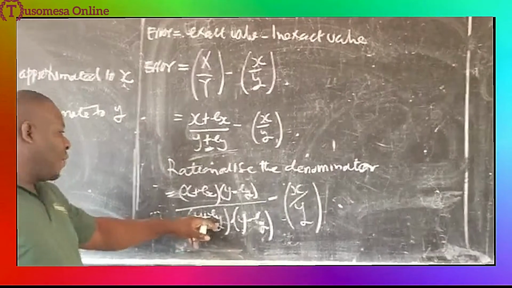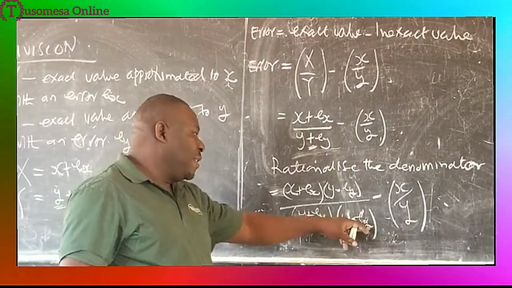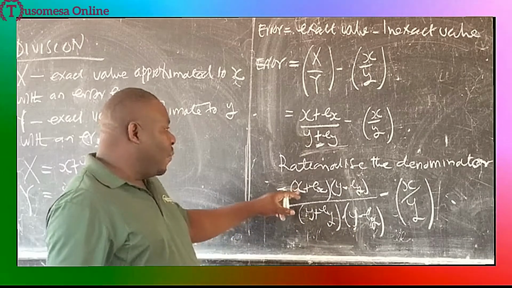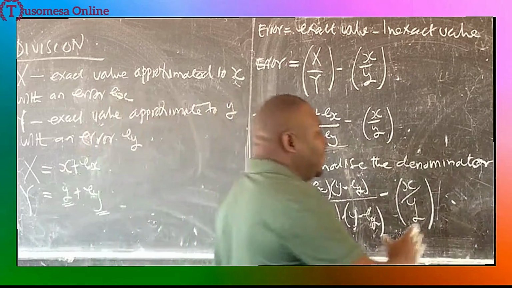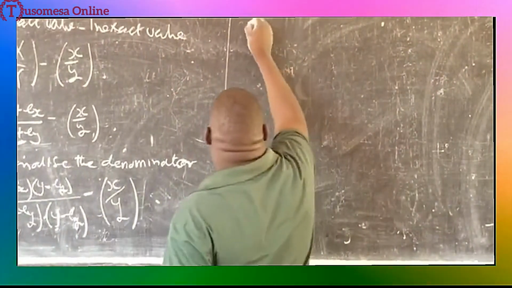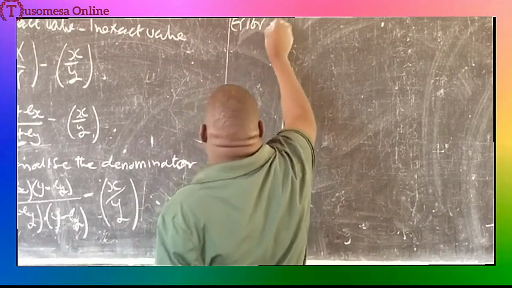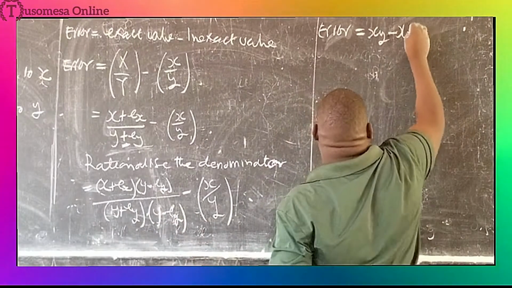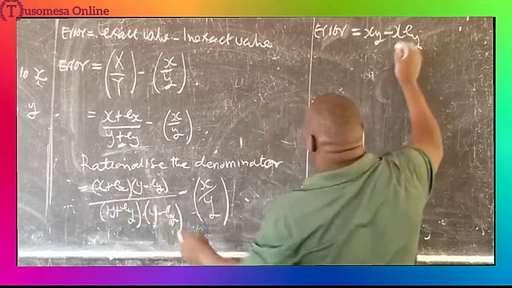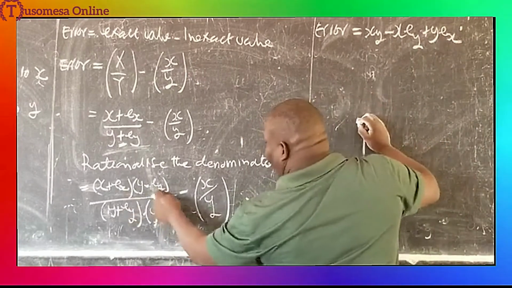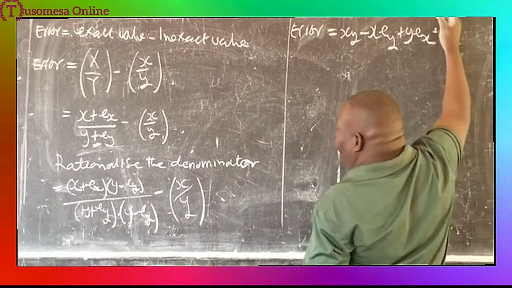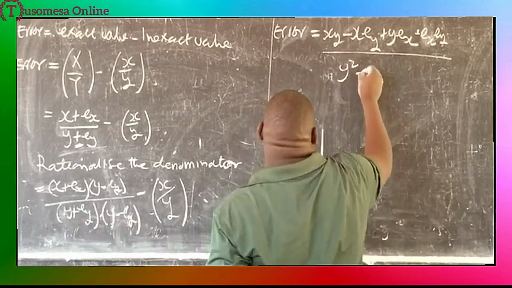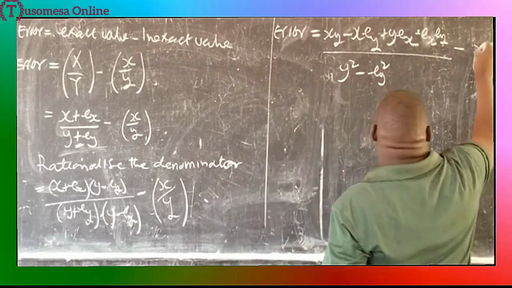This one here, y plus ey times y minus ey, is the difference of two squares. So we don't have to labor opening this bracket, because this is the difference of two squares. And the whole thing there will become, as we open this bracket, the error will be equal to xy, this one times this one, minus x ey, then we come here, this one times this, which gives plus y ex, then multiply this one and this one, which gives ex and ey. And everything is over the difference of two squares, so it will be y squared minus ey squared. Then minus x over y.